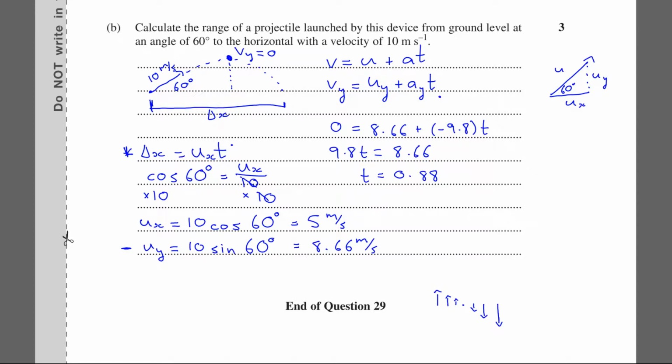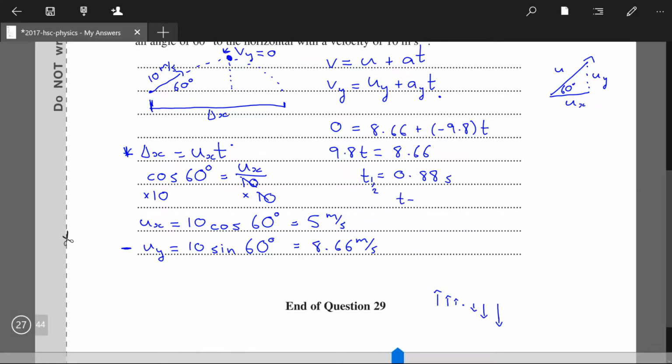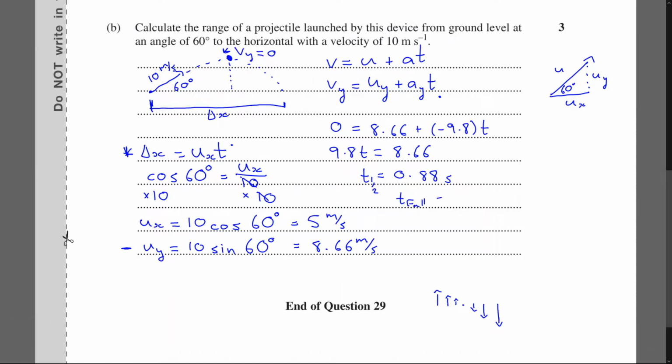which means that I need to know the full time. At this point here, I've calculated the time for half. So if I need to know the full time, and I found the time at t half, I can say t half equals 0.88 seconds, and that t full equals, that rounds up to around 1.8 seconds, because I only need it to one decimal place.